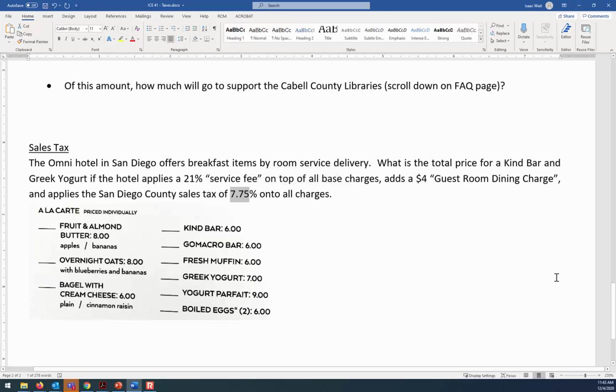So what is the price for a Kind Bar and a Greek yogurt? You know, you think you're skimping on breakfast and you're just going to get a granola bar and a Greek yogurt, so you're talking maybe like 300, 400 calories at best. It's a really light breakfast, but how much is it actually going to cost you once you add on the service fee, the dining charge, and sales tax on top of it? I'll give you a moment to calculate that.